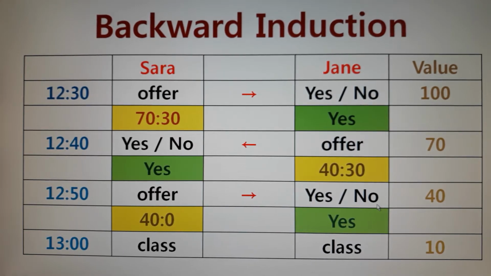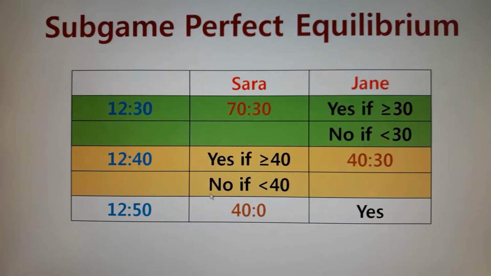This is by backward induction, and we know what is going to happen in their minds. Everything was there, but what appears in front of our eyes is Sarah offered 70-30 and Jane said yes. But knowing what is happening is one thing, and writing down the subgame perfect Nash equilibrium as a game theorist is another matter. So how would you write it down? Like this.